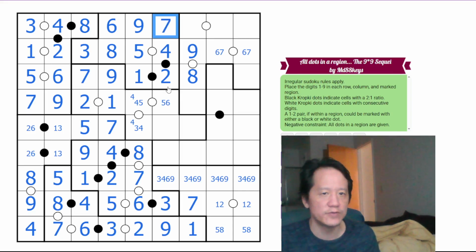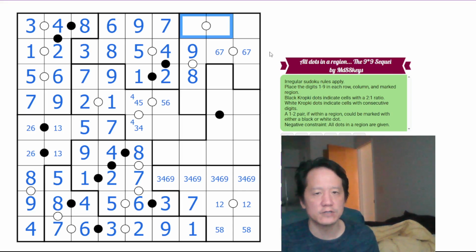This has to be 7. We have 1, 2, 5 remaining. The only digits that are consecutive there are 1 and 2. So this is 1, 2. This is 5. This leaves 3 and 4 here. So this is a 3, 4 pair. This is 3 or 4.